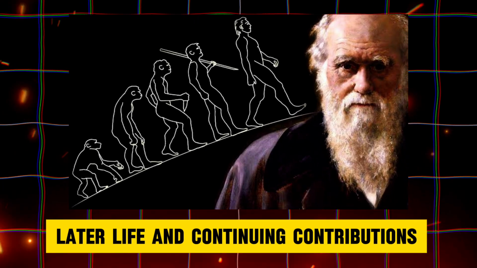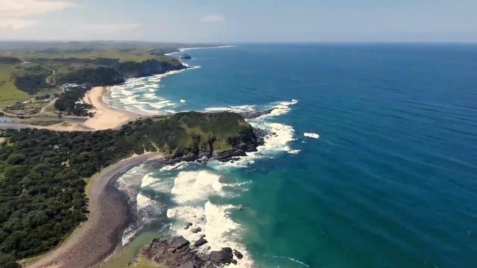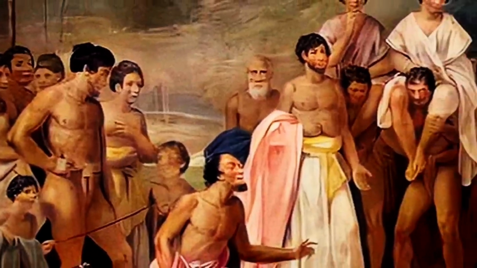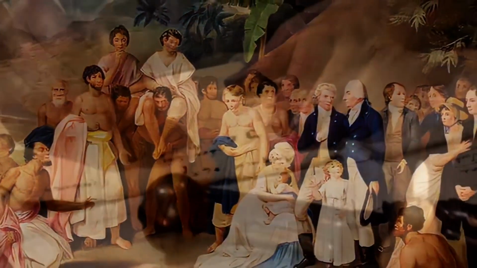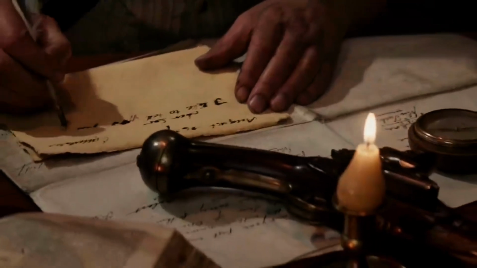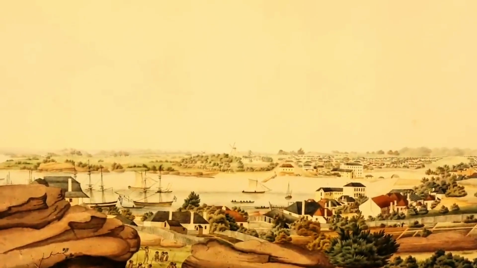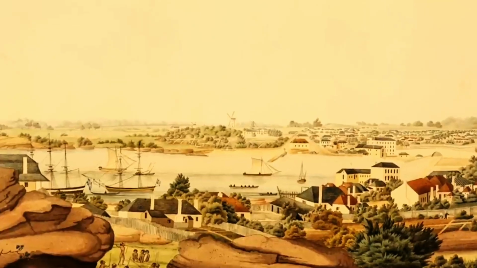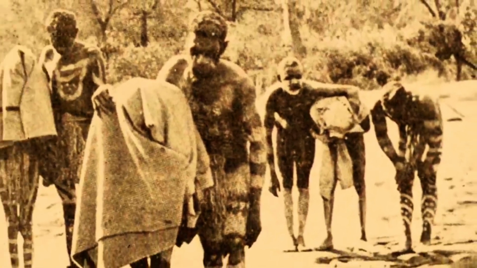In the years following the publication of On the Origin of Species, Darwin continued working on various scientific topics. He published several more books, including The Descent of Man, which explored human evolution, and The Expression of the Emotions in Man and Animals, which examined the similarities between human and animal behavior. Darwin also conducted research on plant biology, publishing works on the fertilization of orchids, the movement of plants, and the formation of vegetable mold by earthworms.